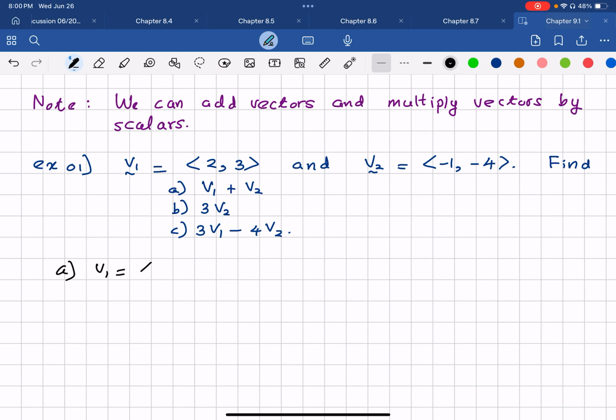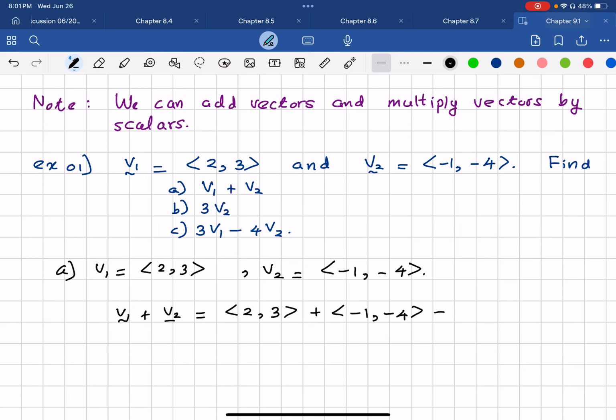v1 is (2, 3) and v2 is (-1, -4). It is easy to evaluate the addition. Perform the component-wise addition. You are adding (2, 3) and (-1, -4). If you add your x components, you are adding 2 and -1, so you would get 1. And if you add y components, you are adding 3 and -4, you would get -1.